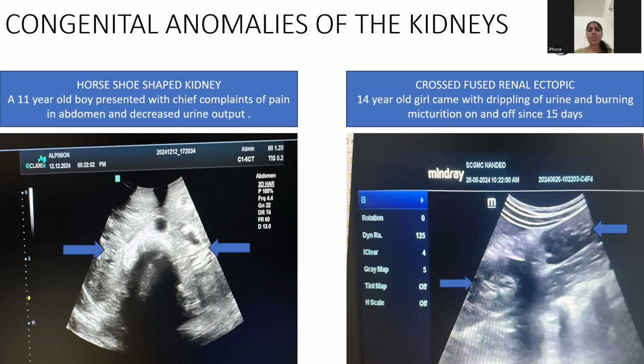And next is the cross-fused renal ectopia. There is a 14-year-old girl who came with dripping of urine and burning micturition on and off since 15 days. We are able to see that the left renal fossa was empty in this patient, and the left kidney migrated from the midline and has gone onto the right side and has fused with the lower pole of the right kidney. So this is a cross-fused renal ectopia.